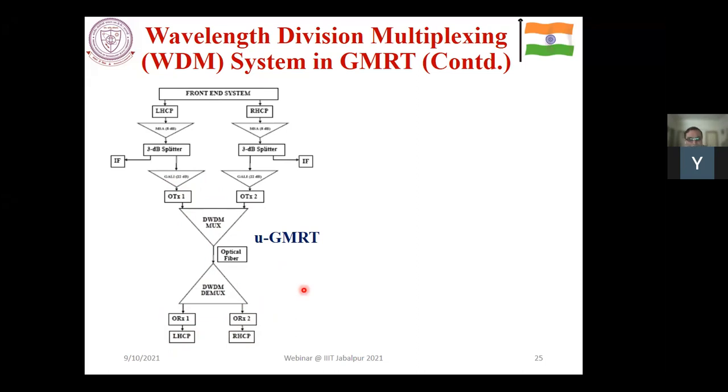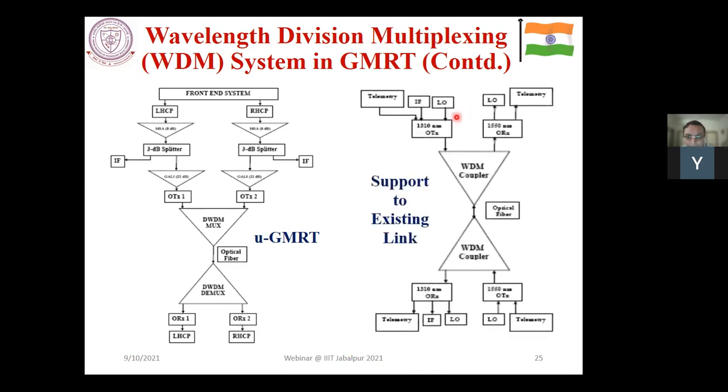Now, one thing is that first of all, the system should allow the telemetry at 1300 nanometer. And another thing is that there should be support for the system. You can see that transmission is possible, provided they are operating at different wavelengths or different frequencies. This particular feature is basically clear from this figure.